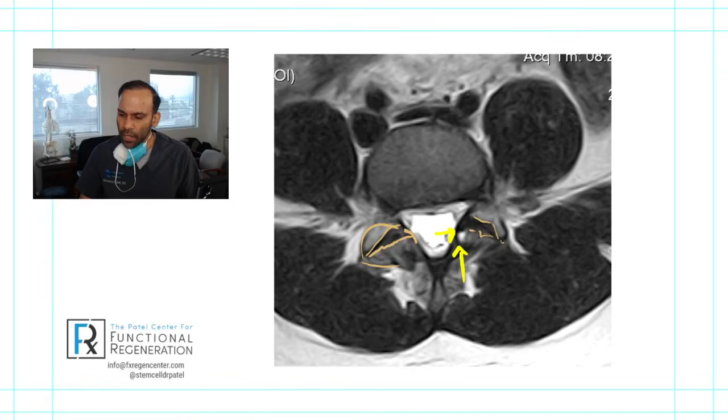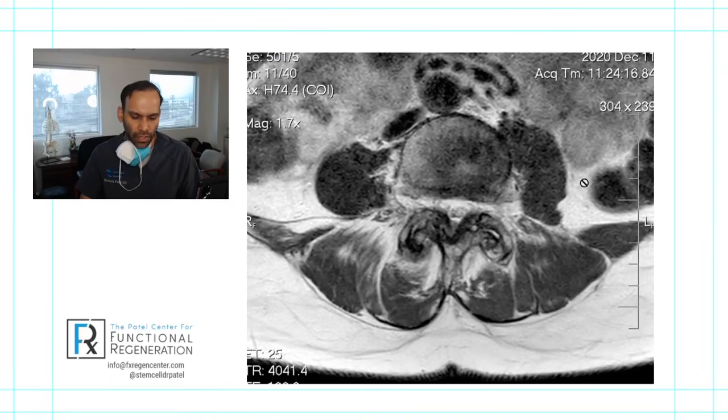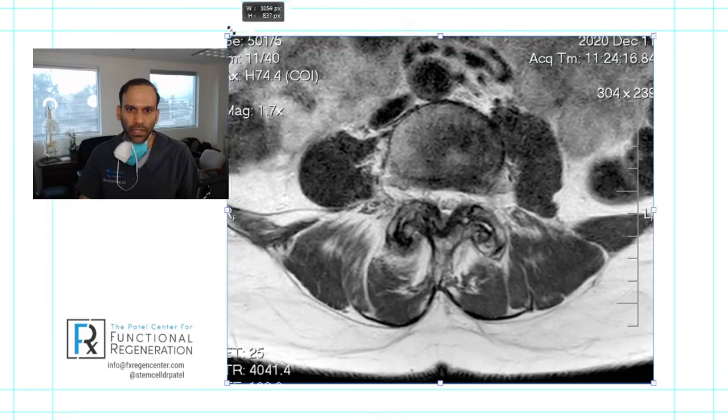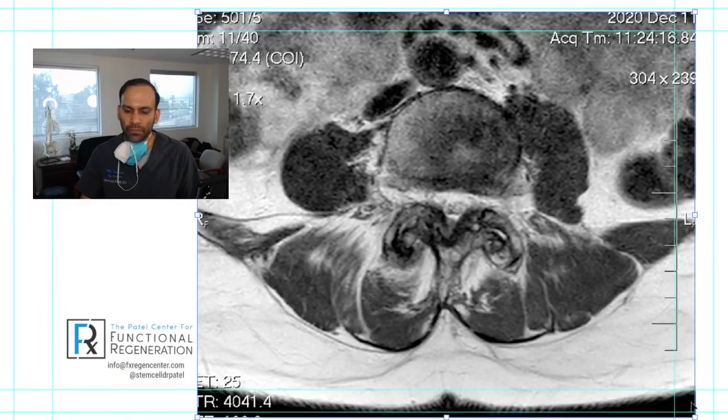And then finally, I want to show you what more severe facet arthritis looks like. So I'm going to zoom in on this guy some more.